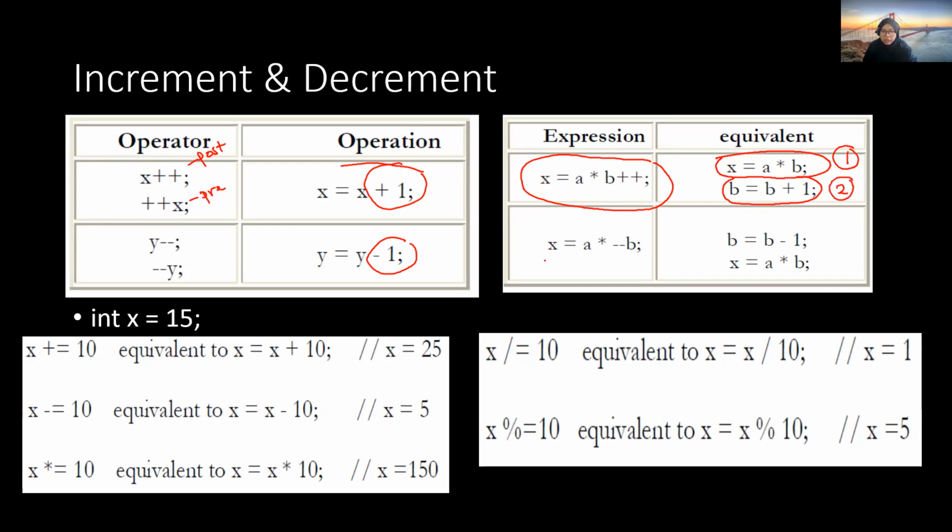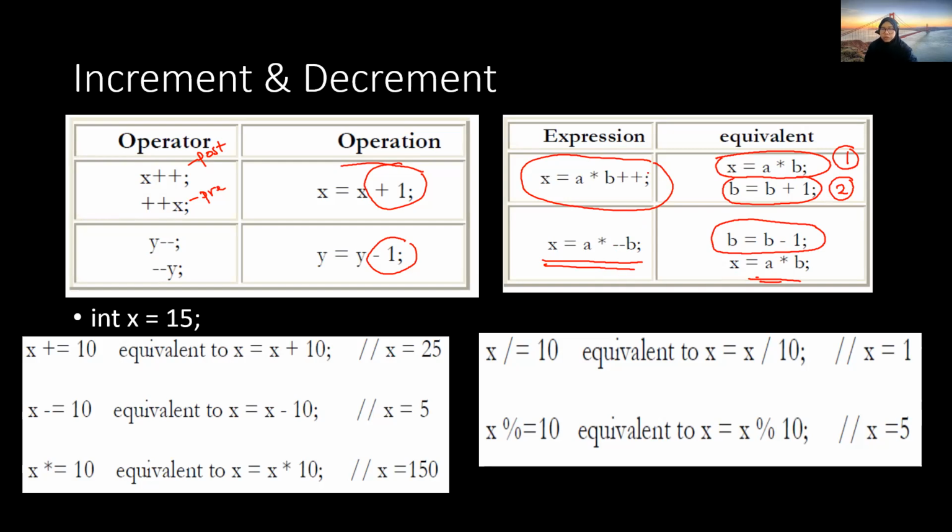Now let's look at the expression for this one. We have x equals a times minus minus b. So you pre-decrement b. You minus first, and then after that you multiply. So this is equivalent to what? Your first operation is you decrease b by 1, and then after that x equals a times b. It means that you decrement the value first and then do the operator.